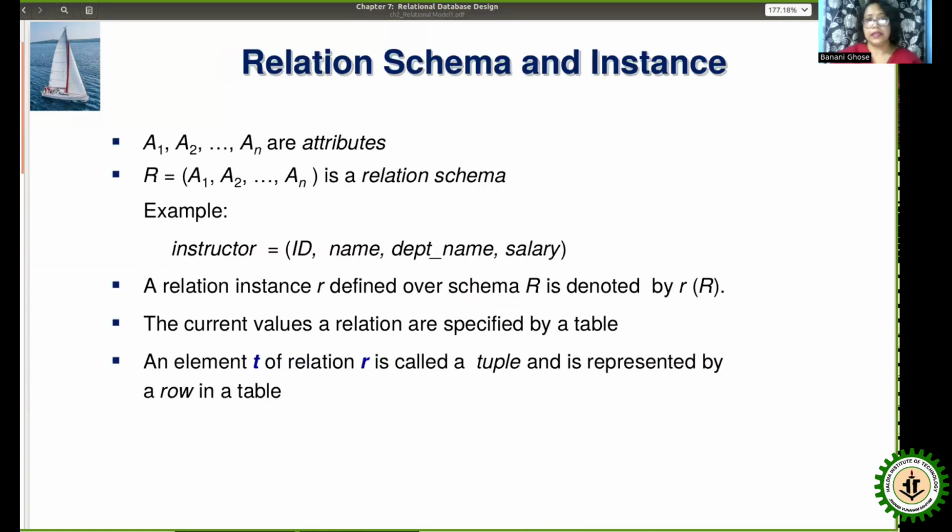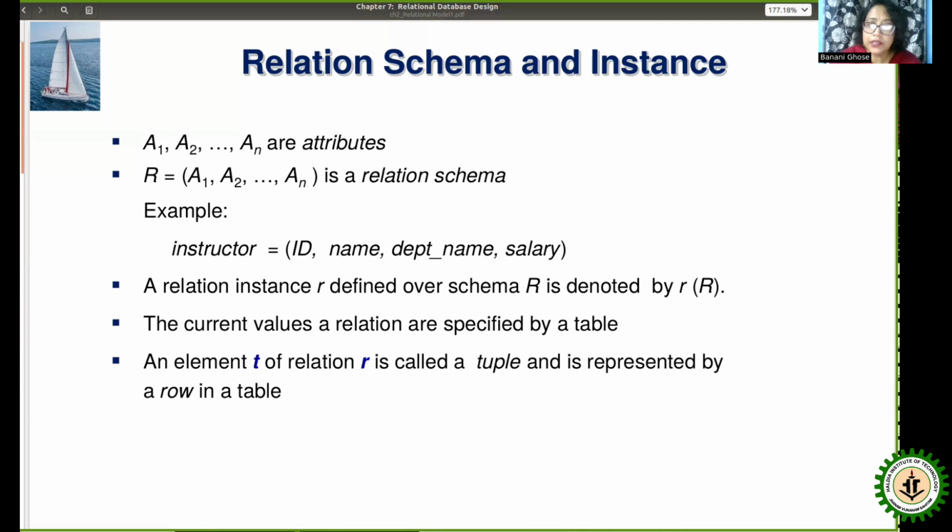Now coming to the next slide. What about the relation schema and instance? Suppose the attributes are represented as A1, A2 up to AN. So a relation, if it is represented by capital R, can be written as a collection of attributes A1, A2 up to AN. For example, instructor can be written as instructor equal to ID, name, department name, and salary. In this way, the schema is represented.